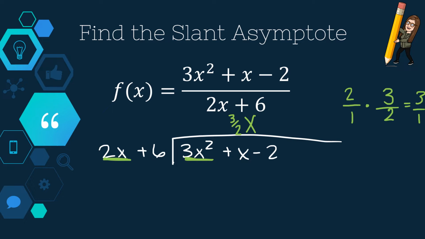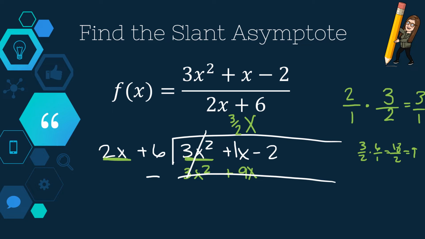All right, let's multiply it out. 3/2 x times 2x is 3x squared. 3/2 times 6, do a little side work, is 9, positive 9x. All right, old school subtraction. Cancels as it should. 1 subtract 9 is negative 8x squared. Drop the minus 2 down.